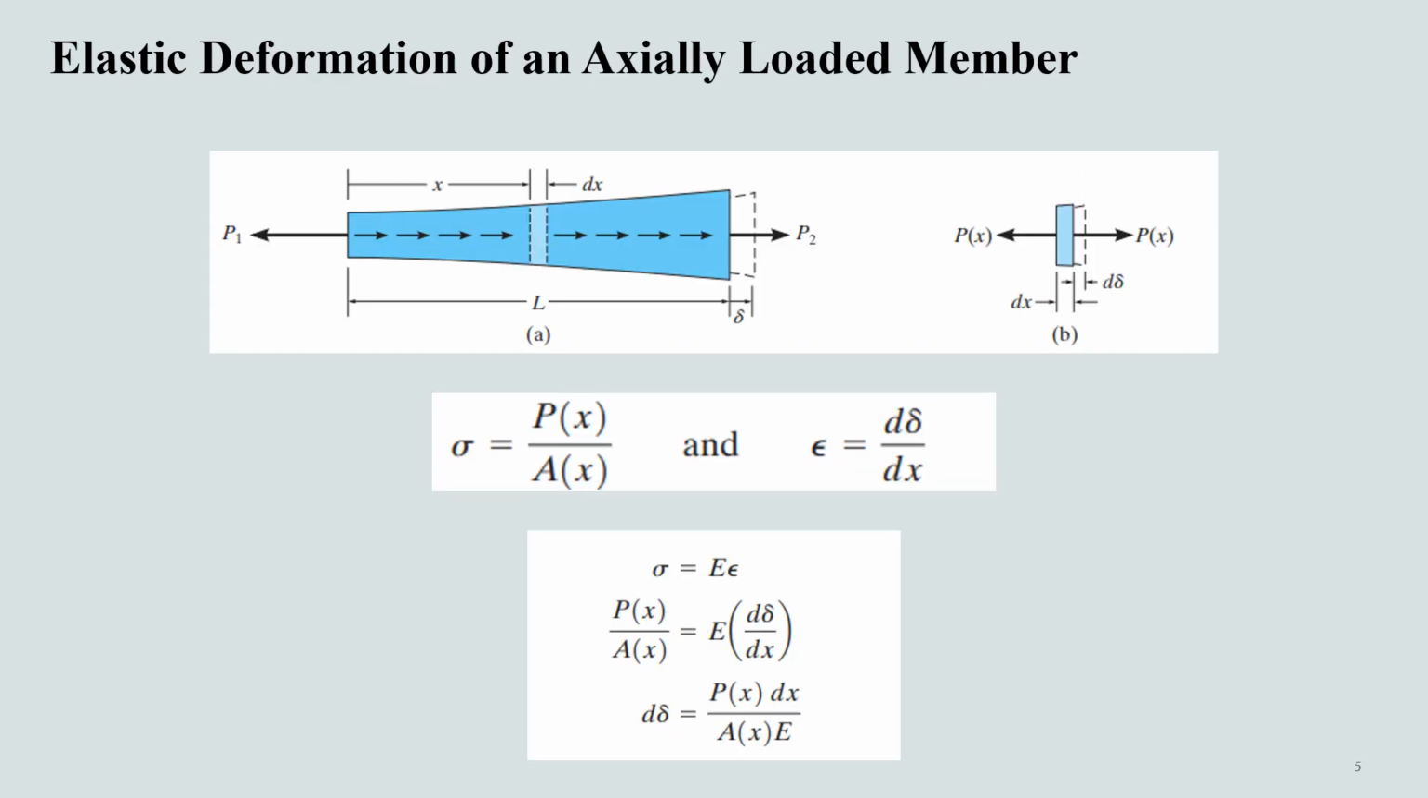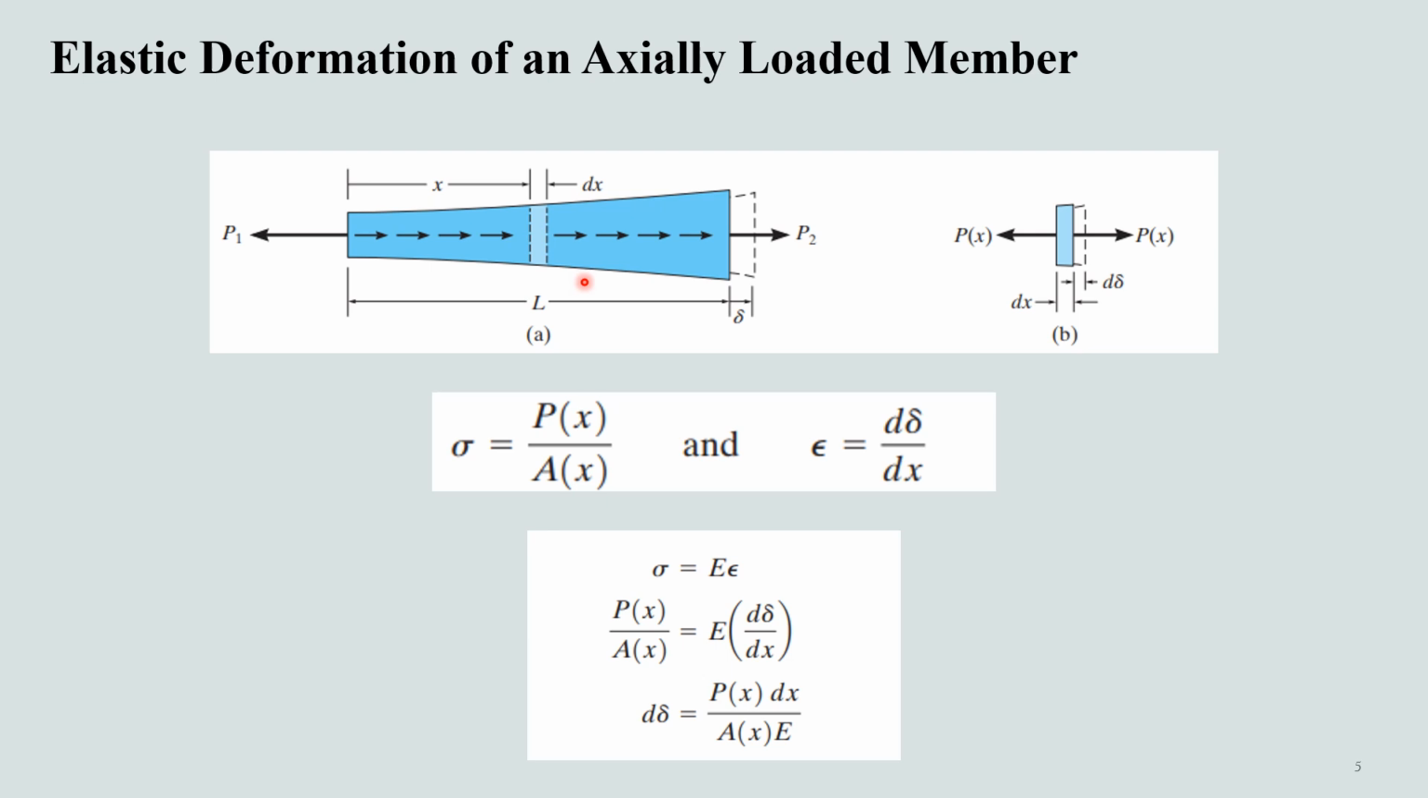We will now determine elastic deformation of an axially loaded member using Hooke's law and the definitions of stress and strain. Consider this bar, which has a cross-sectional area that gradually varies along its length. The bar is subjected to concentrated loads at its ends and a variable external load distributed along its length. This variable distributed load could, for example, represent the weight of the bar if it does not remain horizontal, or friction forces acting on the bar surface.